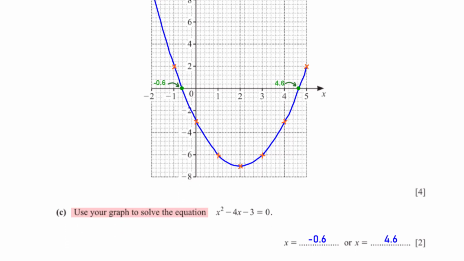Use your graph to solve the equation x squared minus 4x minus 3 equals 0. In other words, we are asked to find the x values of the intersection points between the graph of y equals x squared minus 4x minus 3 and the line y equals 0, which is the x-axis. On the grid, we see that the x values of these points are negative 0.6 and 4.6.